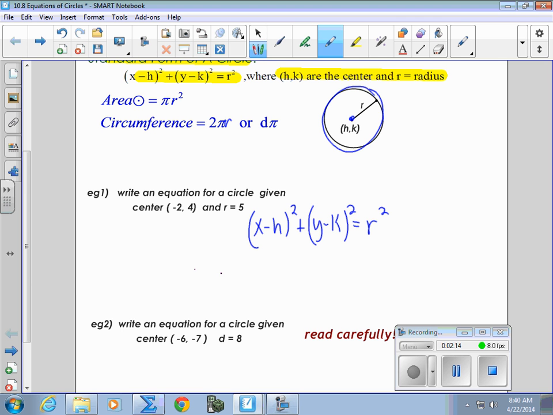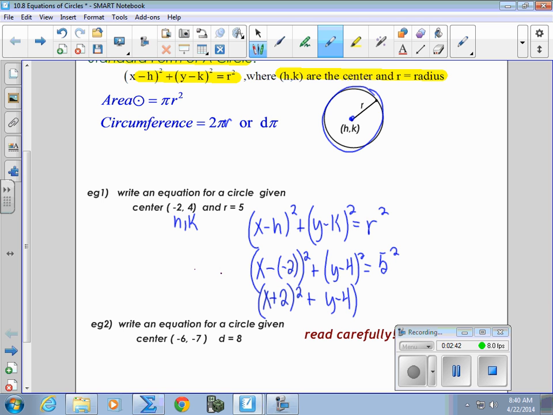We have the center of h and k, which is -2 and 4. So this is actually (x - (-2))² + (y - 4)² = 5². But nobody writes it as x minus a minus 2. Everybody writes it as (x + 2)² + (y - 4)² = 5², or you could write 25.